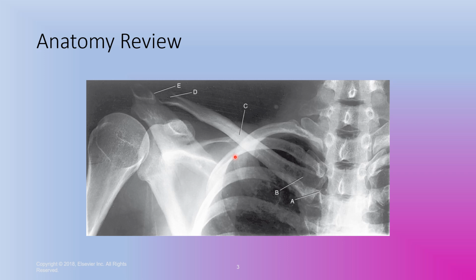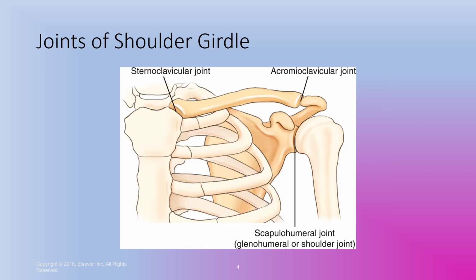Again, this is figure 5.5 on page 177 of your textbook. This next slide is not actually in your textbook, but it is a good representation of the three joints in the shoulder girdle. We just mentioned the sternoclavicular joint between the sternum and the clavicle. Then we have the acromioclavicular joint between the acromion process of the scapula and the clavicle. The third joint is the scapulohumeral, glenohumeral, or shoulder joint.